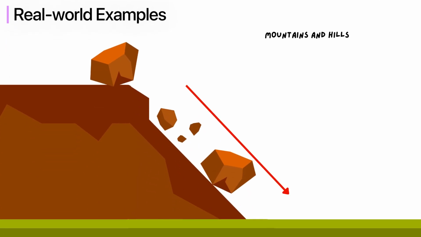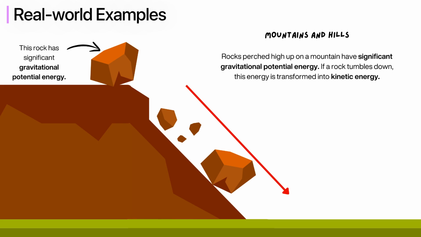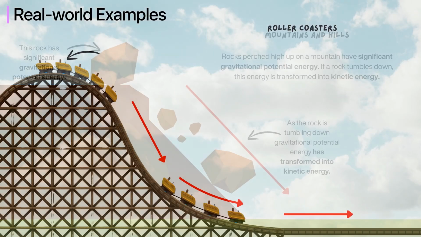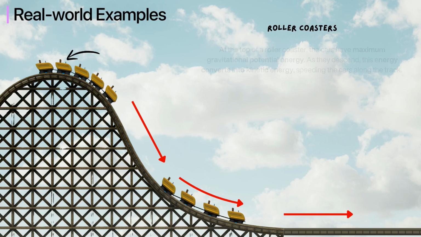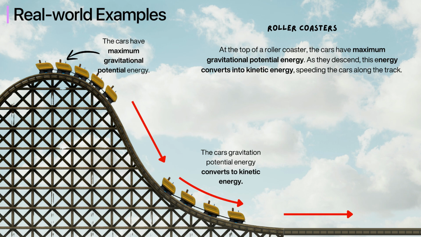Now let's look at some real-life examples starting with mountains and hills. Rocks perched high up on a mountain have significant gravitational potential energy. If a rock tumbles down, this energy is transformed into kinetic energy. Roller coasters are another example. At the top of a roller coaster, the cars have maximum gravitational potential energy. As they descend, this energy converts into kinetic energy, speeding the cars along the track.